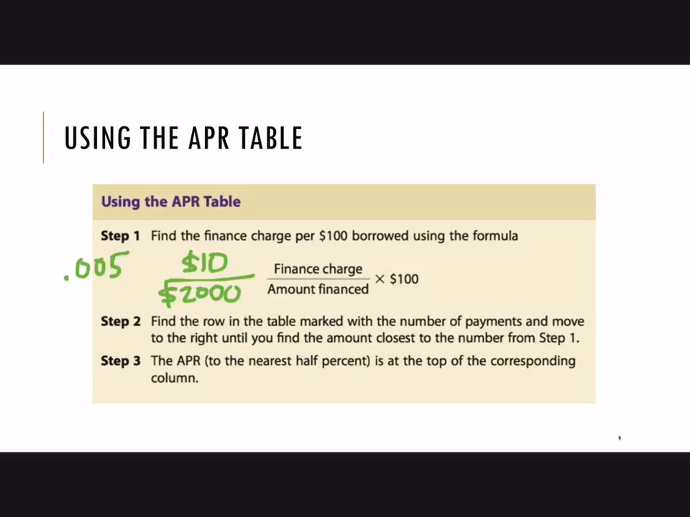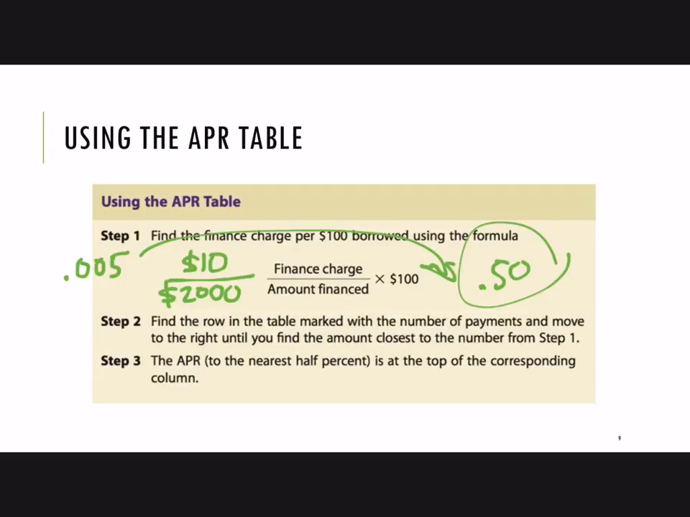But then times 100, okay, and that would be 0.5. All right, so that would be 50 cents for every $100 borrowed. Okay. Then the next step is to find the row in the table marked with the number of payments for the loan. All right, follow that to the right until you find the amount closest to this number that we found in step 1, and then follow that number up to the top to find the corresponding APR.